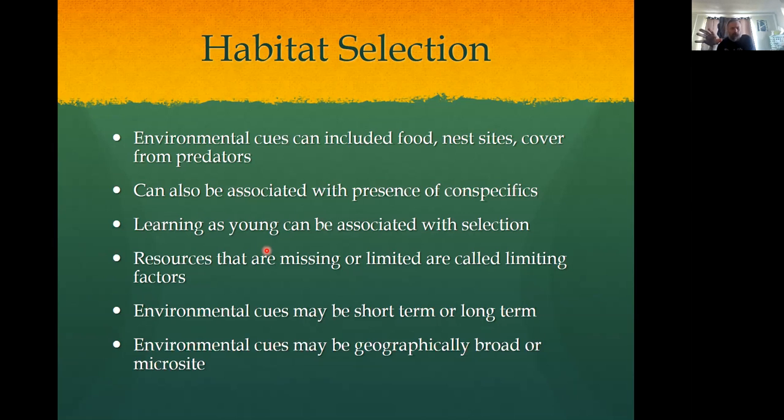So again, going back to our example of a species with a wide range, an animal that grows up in a dry climate, even if you pick it up and transplant it to a wetter climate, they're still going to look, generally speaking, for the cues they were looking for in their youth habitat. So they'll still look for standing water or whatever, okay? When we have a resource that's missing or limited from a habitat, we call these limiting factors.